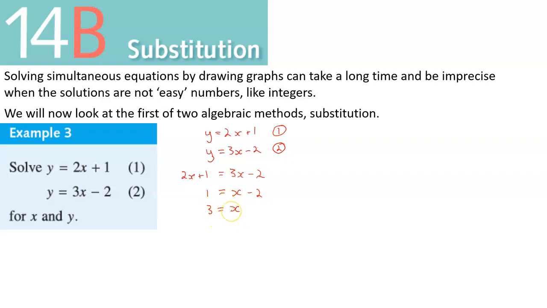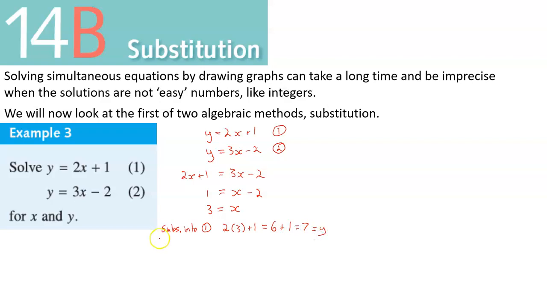So this is my solution for x, but when I'm solving simultaneous equations, I need to solve for both pronumerals, so I need to find y. To do that, I'm going to substitute x into the first equation. So 2x plus 1, 2 times 3 plus 1, so that's 6 plus 1, which is 7, and that's my y.